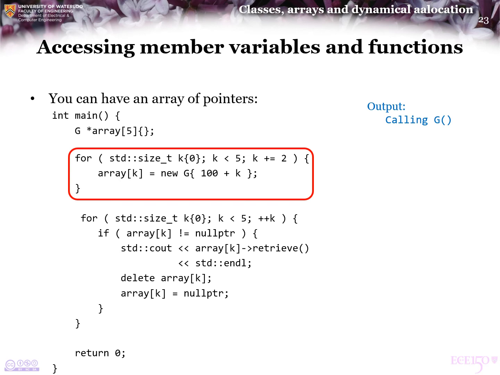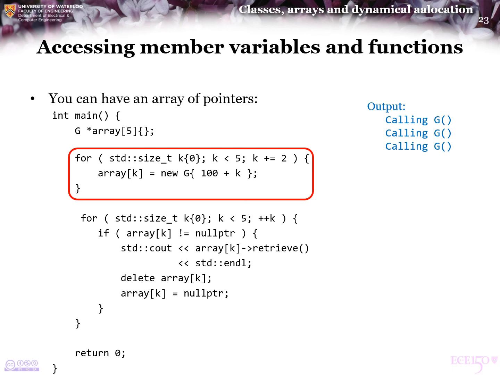Next time the loop runs, k is equal to 2. We dynamically allocate another 4 bytes, call the constructor on that memory with the argument 102, and the returned address is assigned to array index 2. The last time the loop body runs, k is equal to 4, we dynamically request memory from the operating system. It allocates 4 bytes, it calls the constructor on those 4 bytes, and the argument to the constructor is 104, and the returned address is assigned to array entry 4.